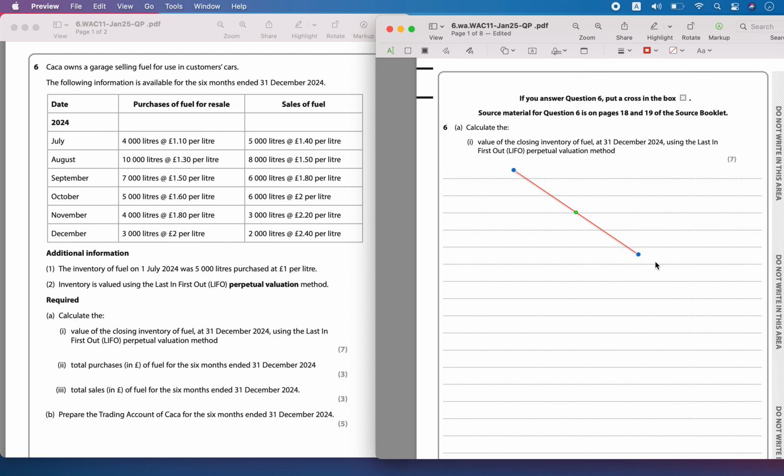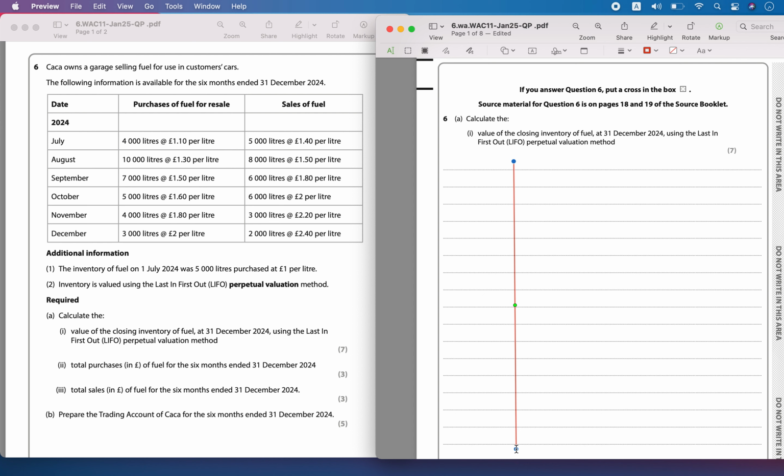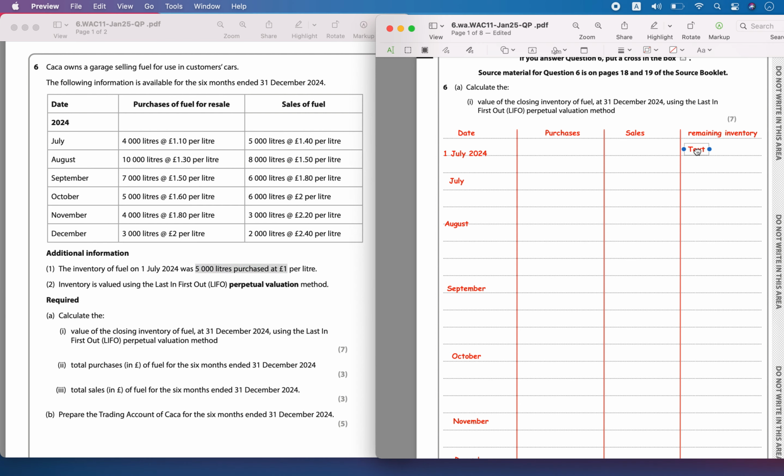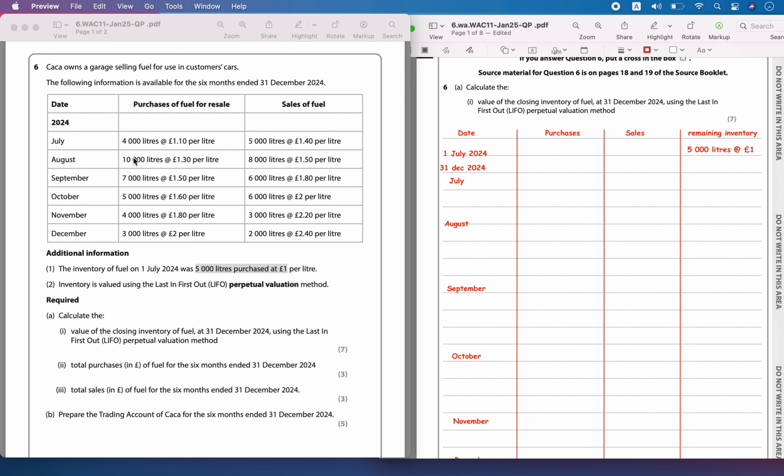So the first one is, the inventory was 5,000 purchased at £1. So let's write that. This was the beginning inventory as on 1st July, and then on 31st December 2024 the following transactions took place.